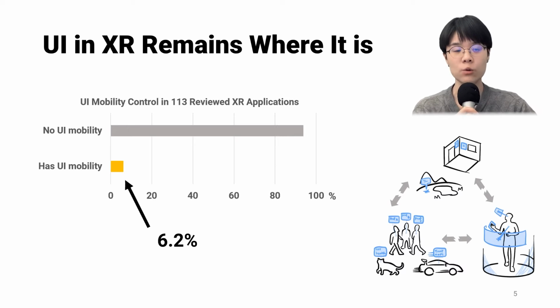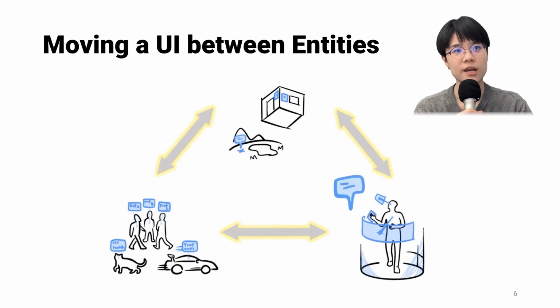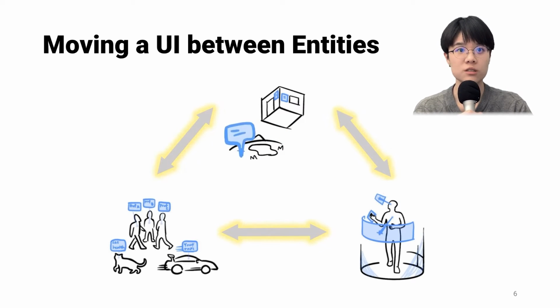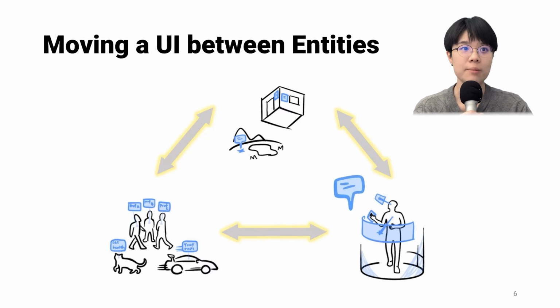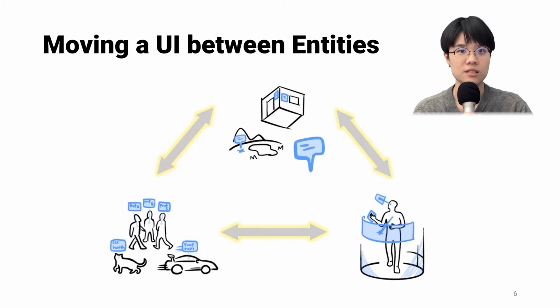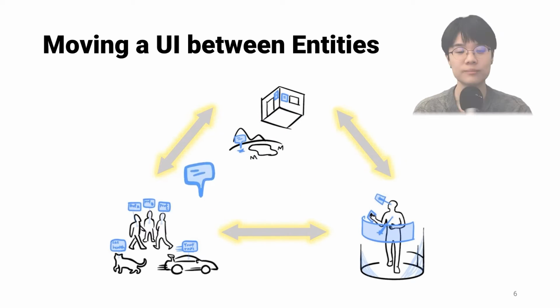In our survey, we noticed that a UI usually remains attached to the same entity. This observation contradicts the frequent movement of UIs on 2D screens, for which many prior works have proposed a suite of interaction techniques. Moving a UI in XR has yet to be fully explored. So we wonder, what will happen if we allow users to freely and naturally move a UI between entities? This is exactly what we dive into, to investigate UI mobility in XR.